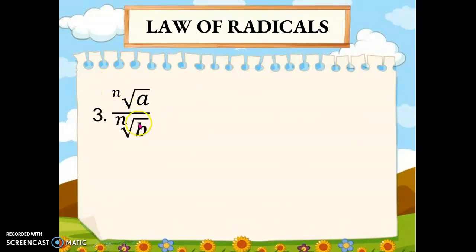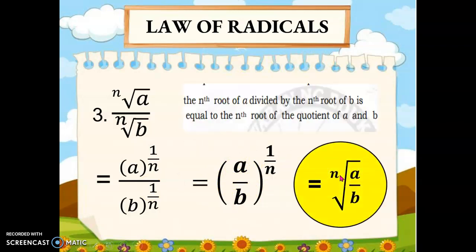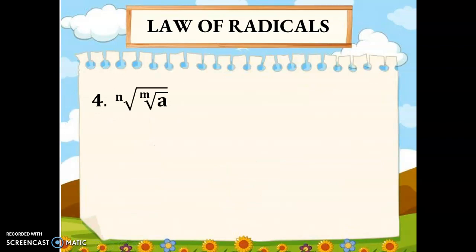Third example: express as a quotient. The bases are still different, but the index is the same. Exponential first: a raised to 1 over n, b raised to 1 over n. Since it is a quotient of different bases with only one index, we combine them and then radical. The radicand is a over b, and to the nth root. Very easy.